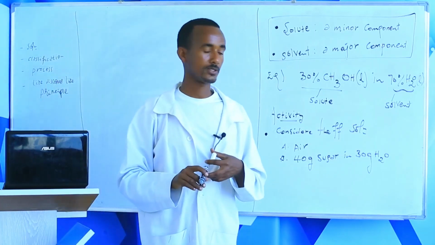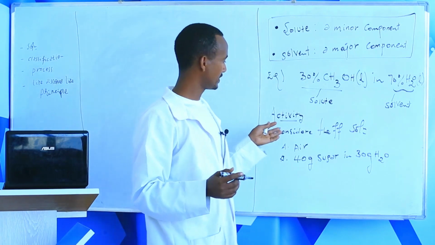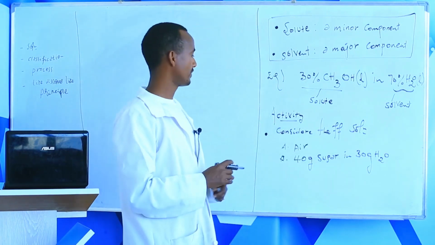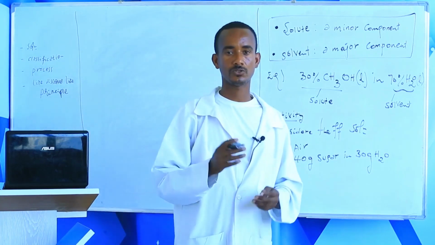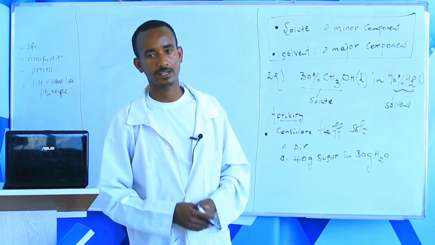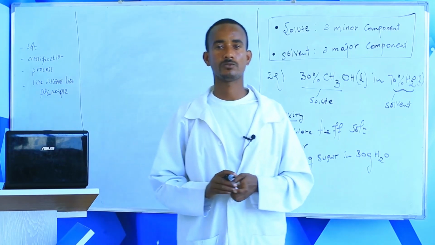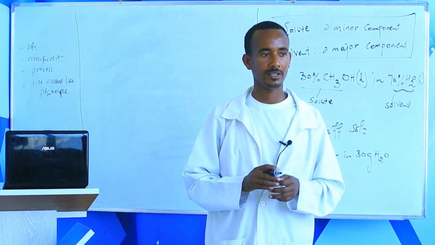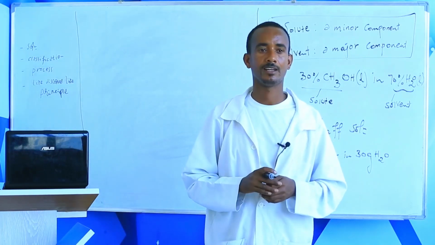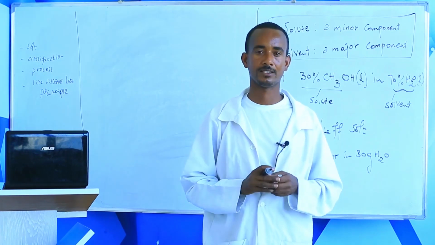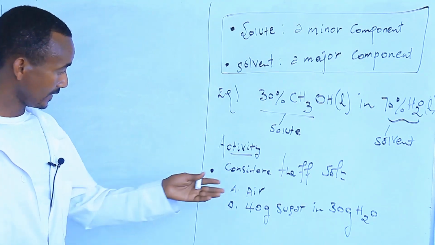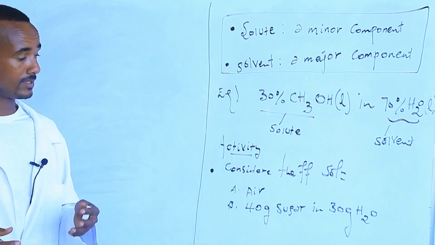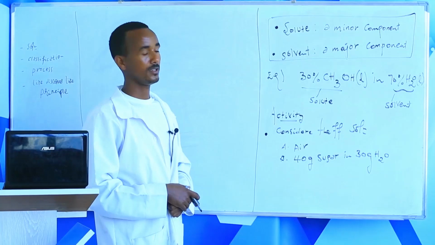Welcome again, students. Let's do the activity together. In the first case, our solution is air. You know that air is a homogeneous mixture of different gases. Therefore, in air, all of the components appear in the form of gas. So, we are expected to differentiate the solid from the solvent.